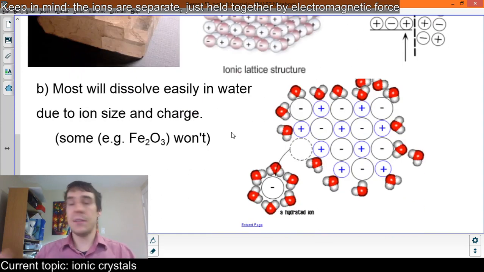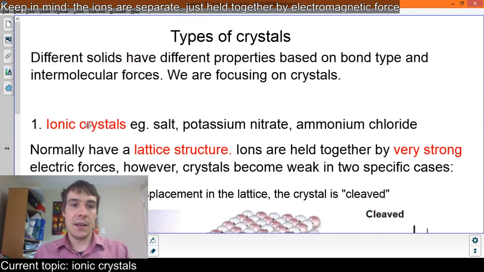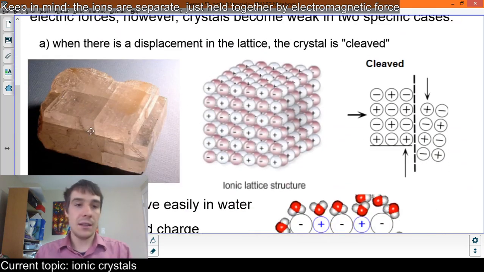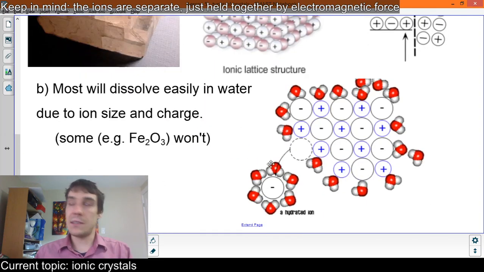This is also why there's a maximum limit of how much of a certain salt you can dissolve in water. Basically, the water is busy surrounding the negatives and the positives and doesn't have enough strength to pull other negatives and positives away. So yeah, ionic crystals are very, very strong, but they are weak to cleavage planes. They will fracture, and they will dissolve easily in water.